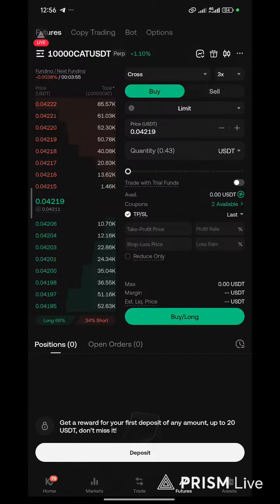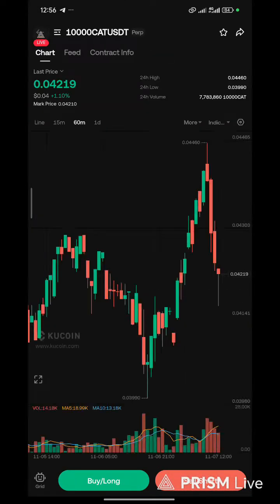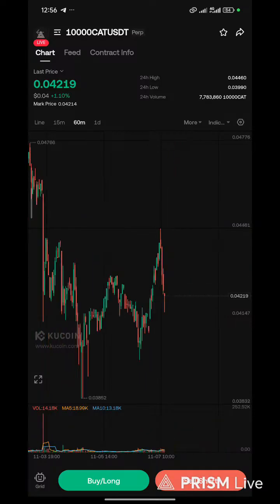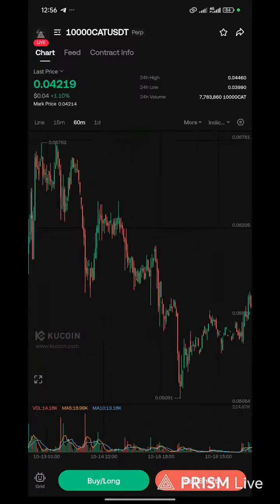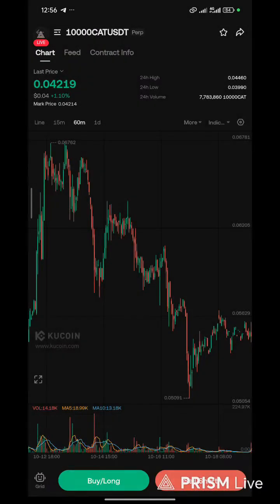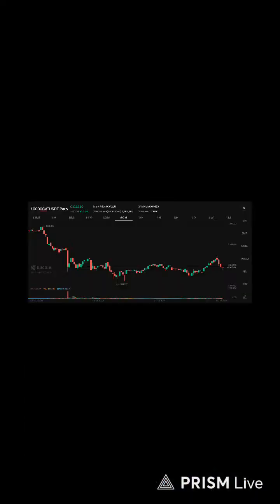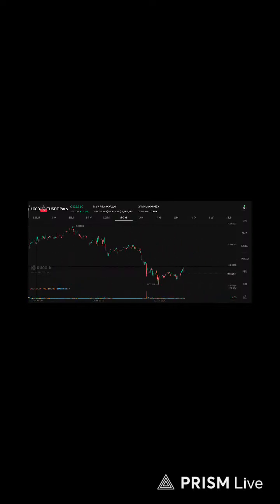10,000 CAD USDT. We click on the chart, these two bars here, right? Now, here it is. This is the chart. You make it look in landscape so that you guys can see what is going on. Alright, this is it.